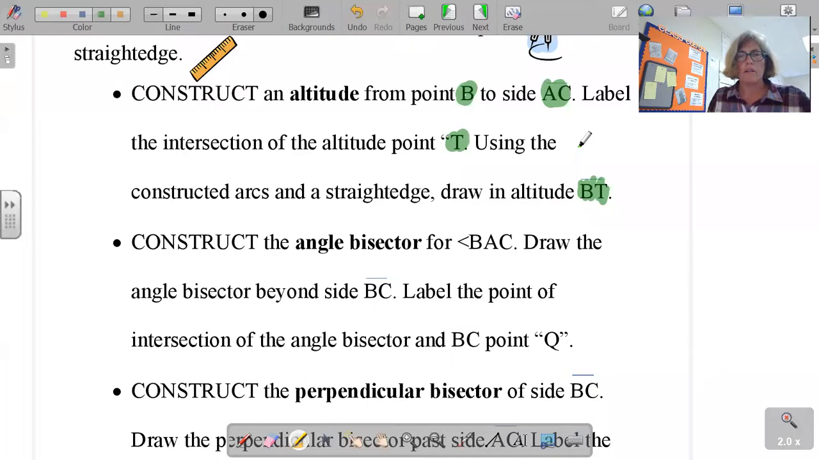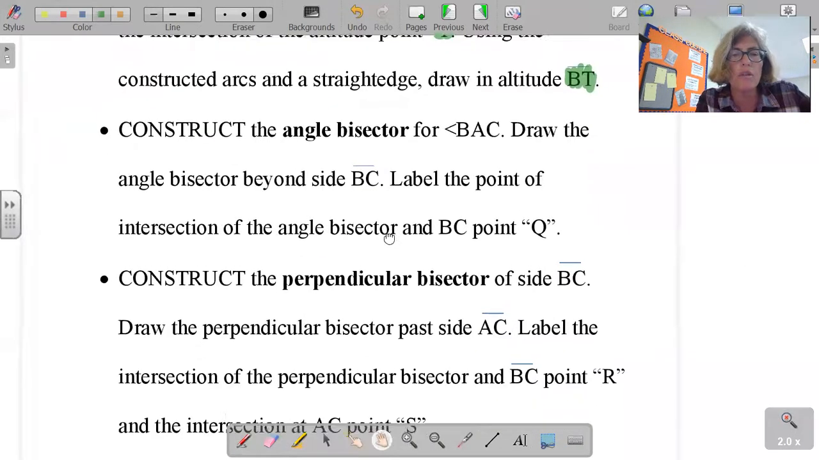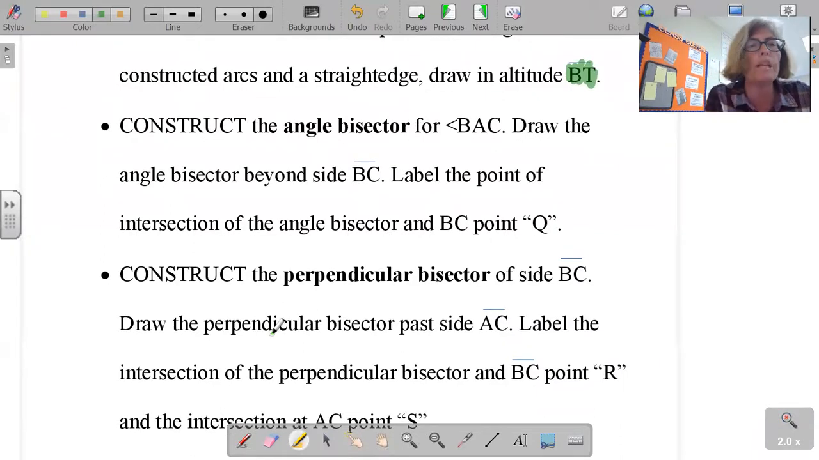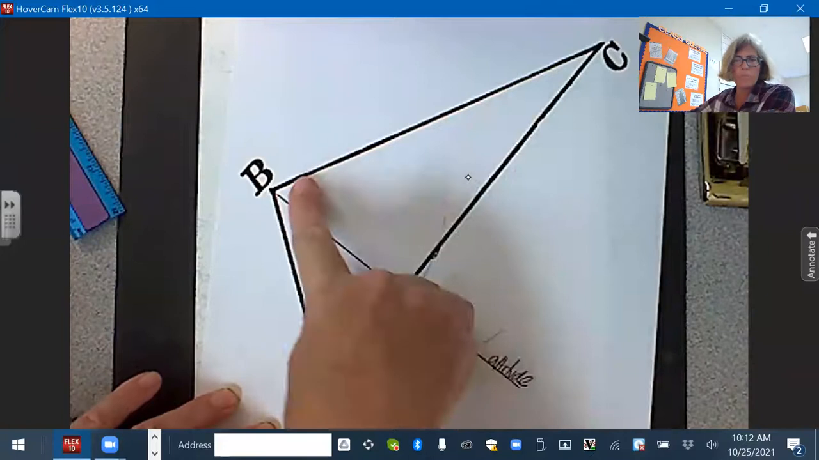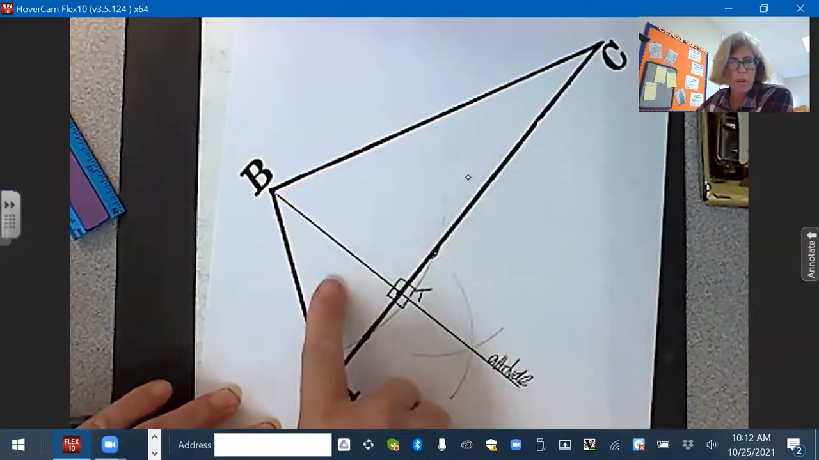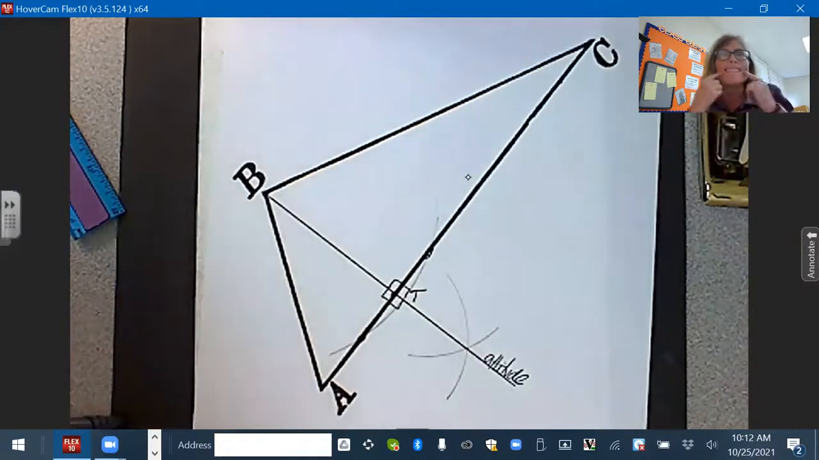Continuing. Says construct an angle bisector for BAC. Draw the angle bisector beyond side BC. Label that point of intersection of the angle bisector and BC point Q. So an angle bisector of BAC. BAC, that's this angle. This is also a smiley, dimple, dimple.